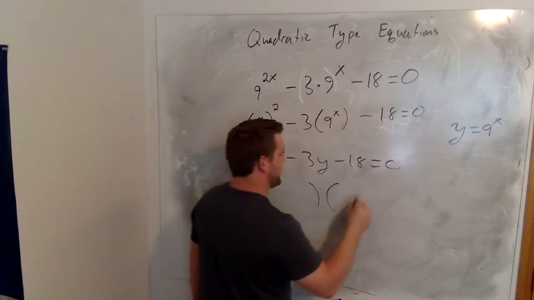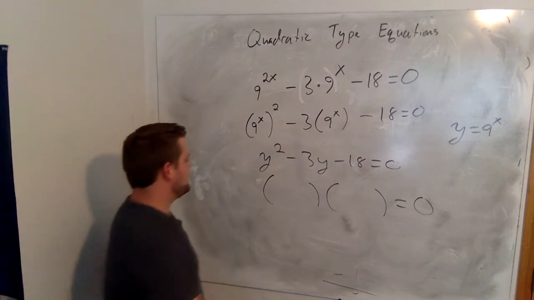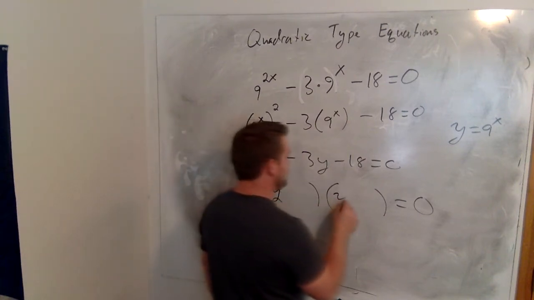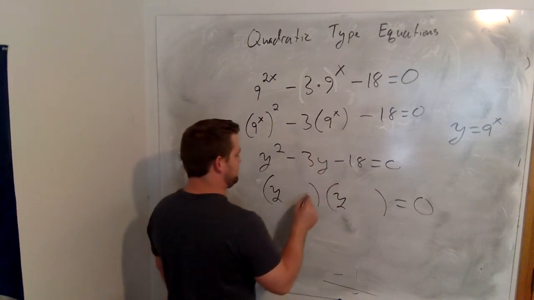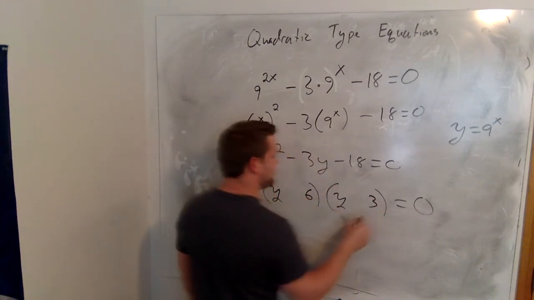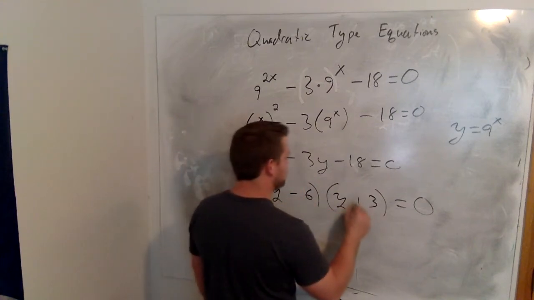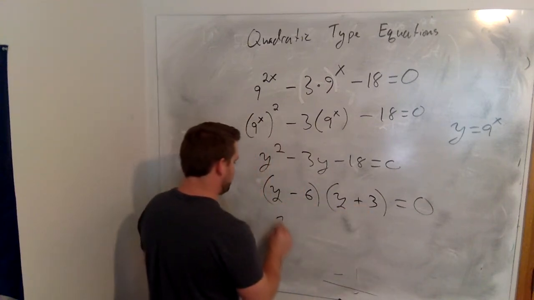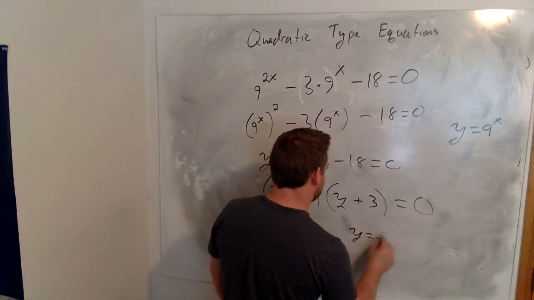I think we can factor this. If not, you'd have to use the quadratic equation. Okay, so y. Let's see, I need something to multiply to 18. I think I need a 6 and a 3. One of them has to be negative. The bigger has to be negative. Okay, so this is saying that y could be equal to 6, or y could be equal to -3.